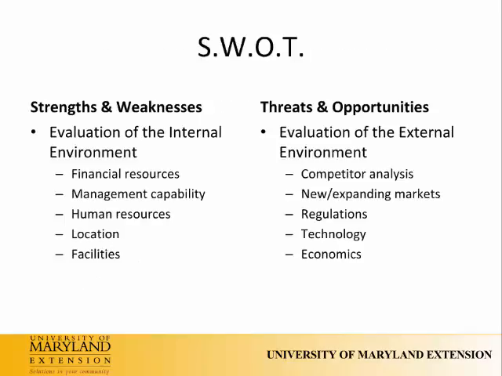So what does that mean? Strengths and weaknesses are things that are internal to the business. So it's things that you can control. It might be financial resources, management capabilities, human resources, location, facilities, equipment, knowledge. I mean, maybe you've got assistance with taxes or record keeping, or you've got someone in your family that can do the internet or web-based work. So the strengths and weaknesses are an evaluation of what's internal to you as a business or as a farm.